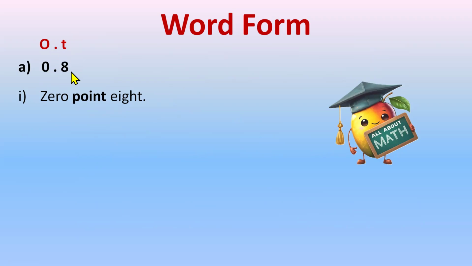Now, while writing the second form, in place of decimal, I'll use and, not point. So you can write 0 and 8. What is the place of 8? Tenths. 0 and 8 tenths. Instead of 0, we can skip because 0 has no value. So you can directly write 8 tenths. So here you need the place of 8, the last digit.